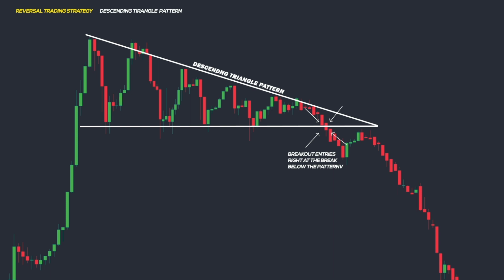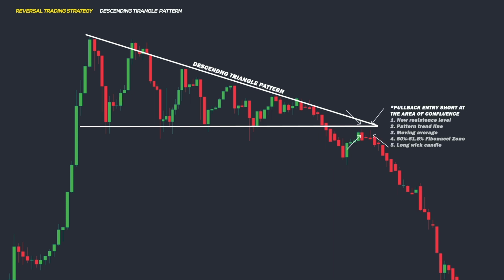to take your pullback entry, which we have here with the long wick candles forming at this new resistance level and the bottom of the descending triangle. And when the pattern trend line crosses, giving you an area of confluence. And once you have an intraday trend change, you would take a trade entry short using our entry strategy.